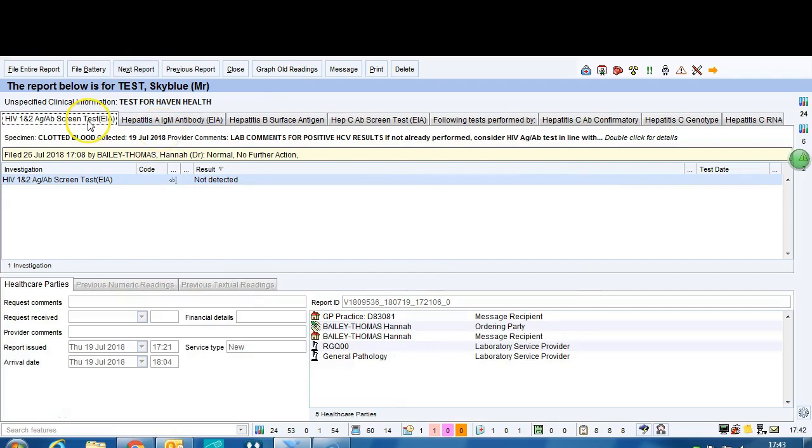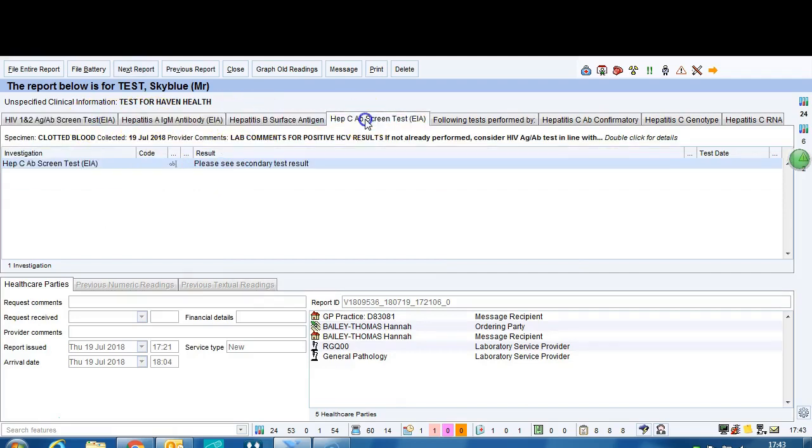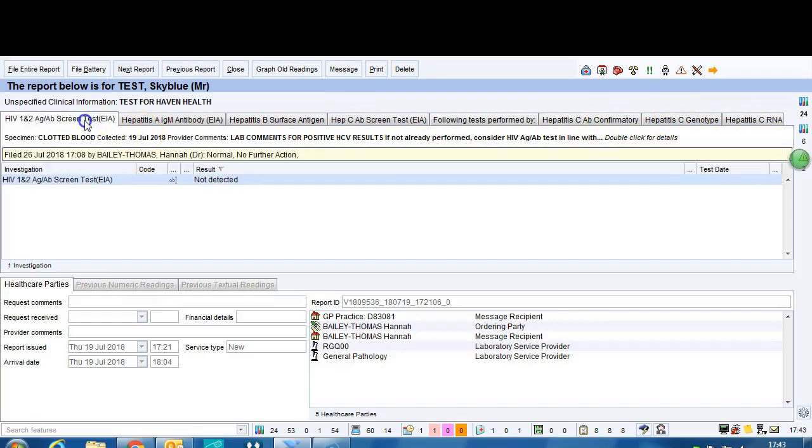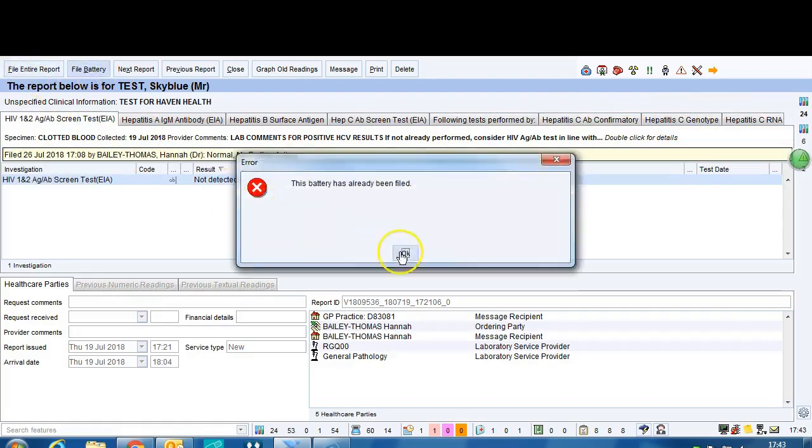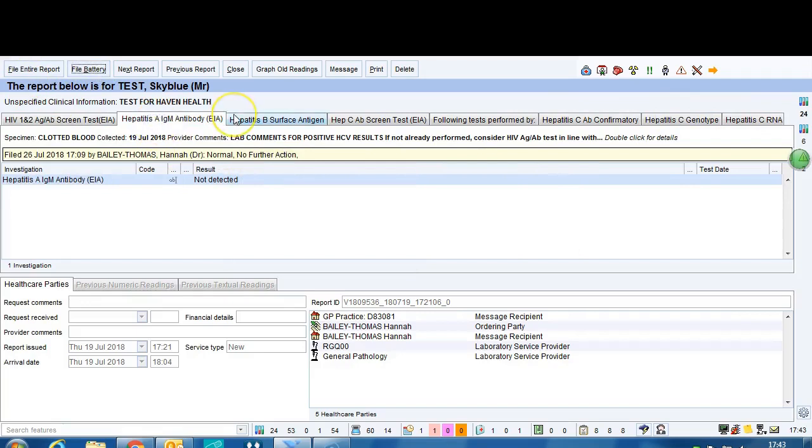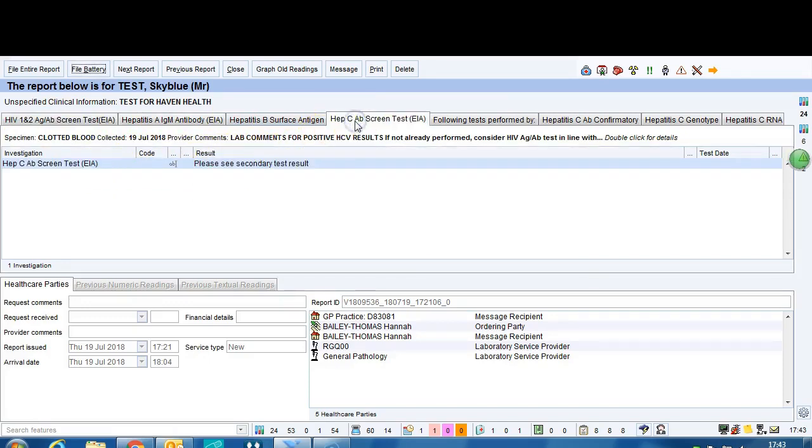So we've got HIV not detected, hepatitis A not detected, hepatitis B not detected. That's abnormal. Hepatitis C is detected. So again, we can just file a battery. That's already been filed. Oh, that's the one we did before. So this is a problem, it stays in your inbox. And you can see it's been filed because it says me, filed, normal, no further action.